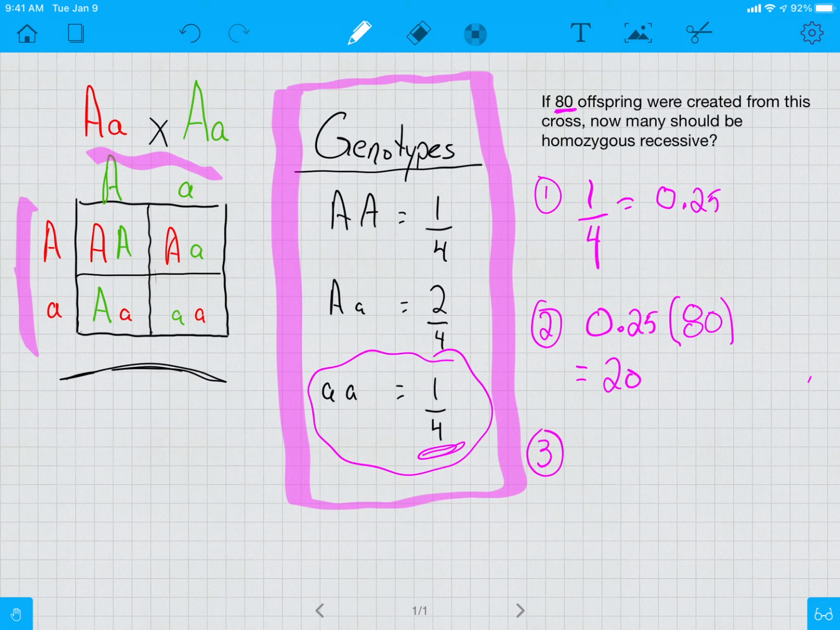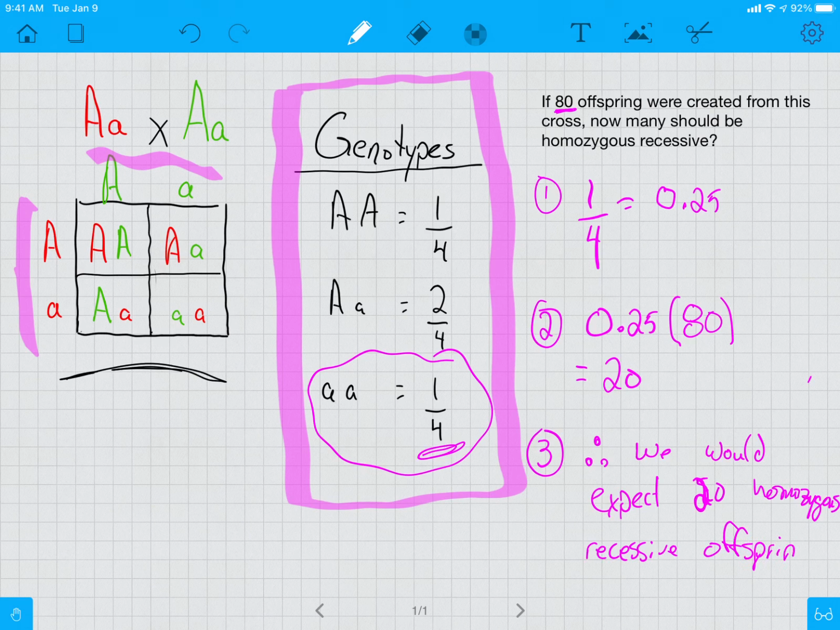The last thing we want to do in a step like this is make a concluding statement. So I would say, therefore, we would expect 20 homozygous recessive offspring. This method will work no matter what the number of offspring or what your proportion is.